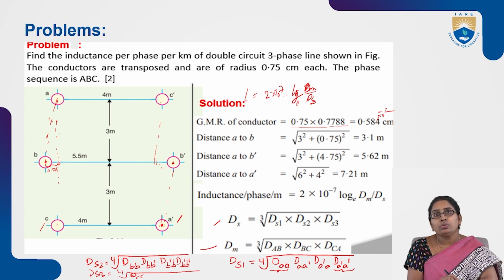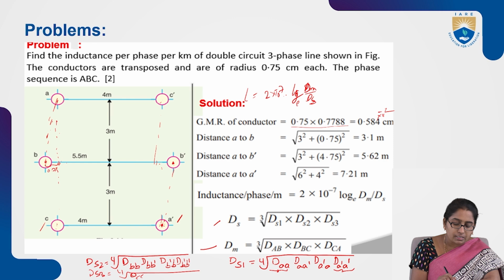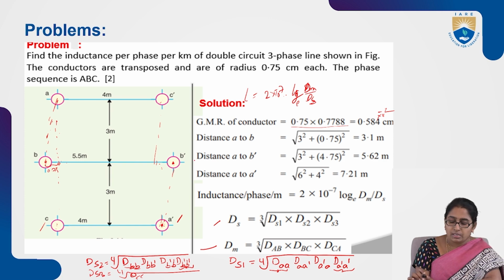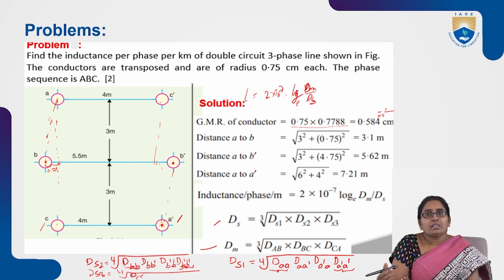Next, DS2 also. First calculate DBB and B dash B dash, with respect to the radius: 0.7788 into 0.75 into 10 power minus 2. Then calculate B dash B and B B dash, which is directly from the diagram, 5.5. Then DS3 is also calculated in the same manner.